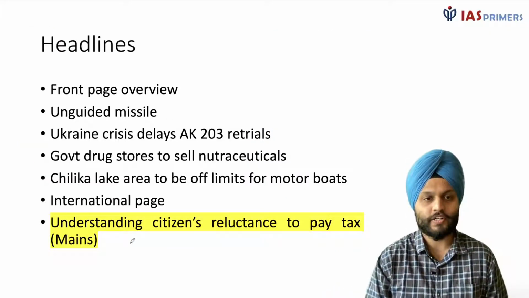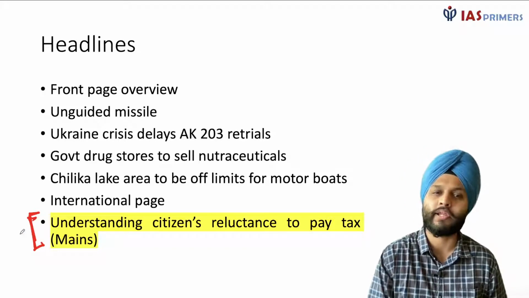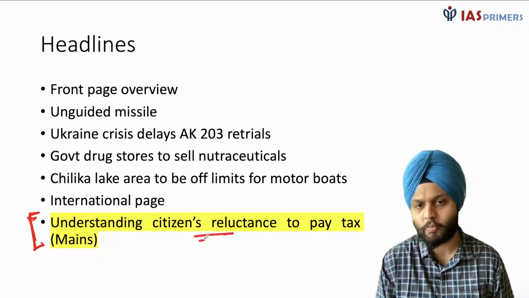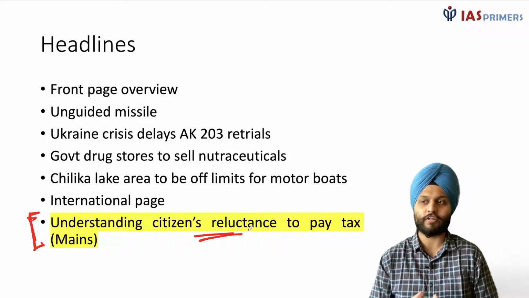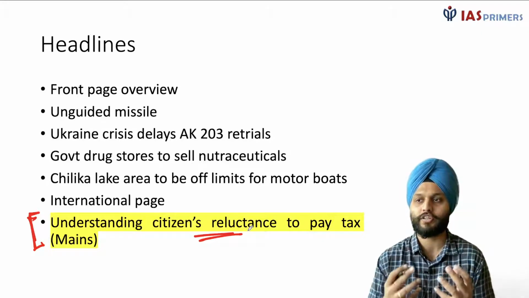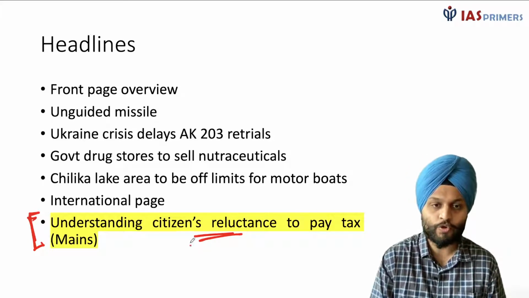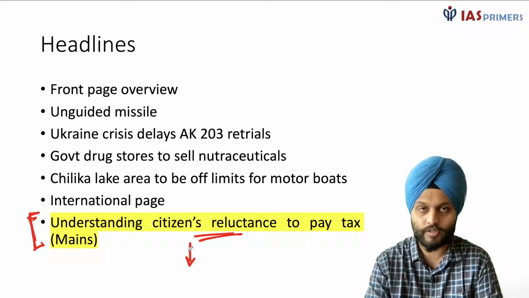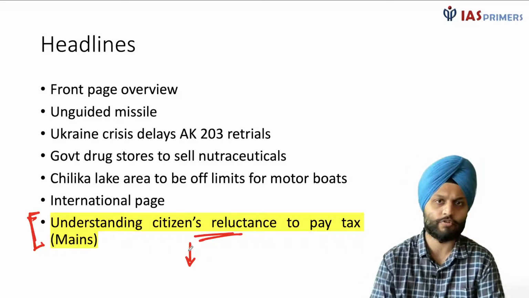Now I have the question at the end today. So at the end of the paper, in the gist or the explainer section, there was a topic on citizens' reluctance to pay tax. And I thought these days there is the focus on static components. So we are seeing more static questions in GS3, Indian economy. So I'm asking you the concept of tax buoyancy and what can be done to improve it, right? So this is the question that I'm going to cover with reference to this article.